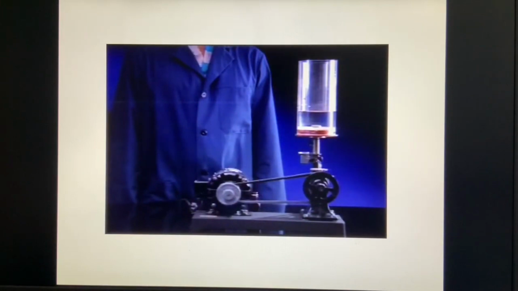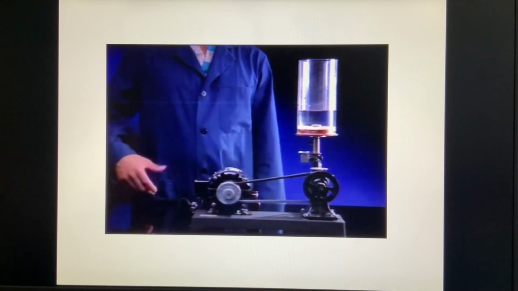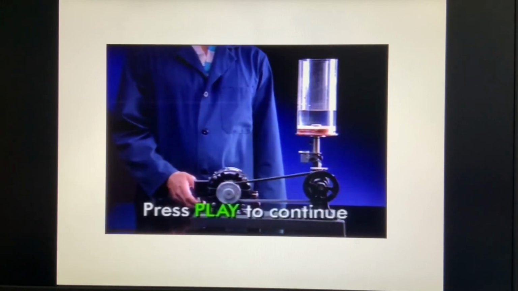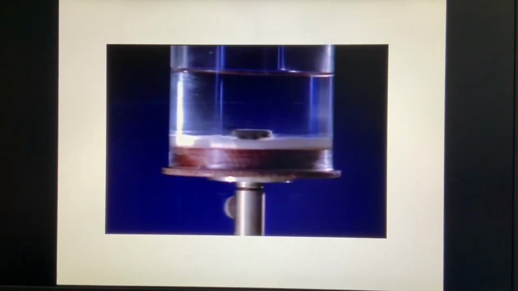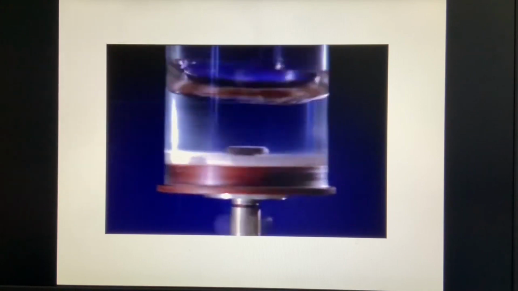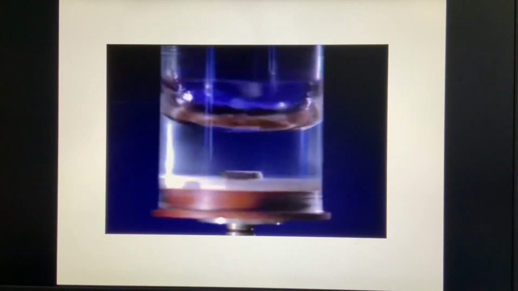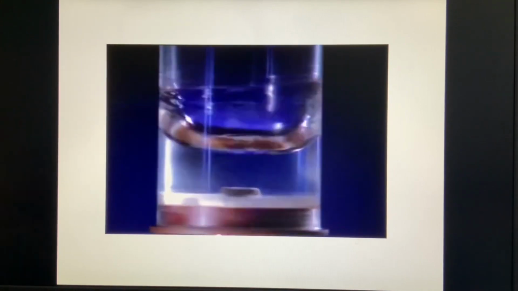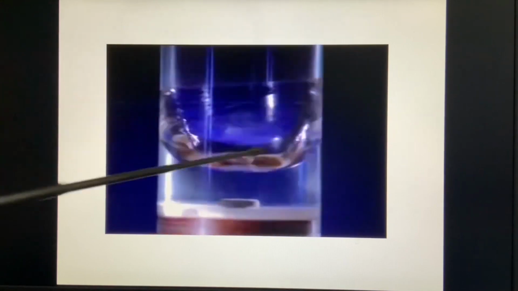This water-filled cylinder is attached to a motor so that we can spin it at a high speed. When the cylinder is spinning, what will happen to the surface of the water? We'll begin by spinning the cylinder slowly, then increasing the speed. At first, the water surface stays more or less horizontal. As the speed increases, the water begins to climb up the wall.